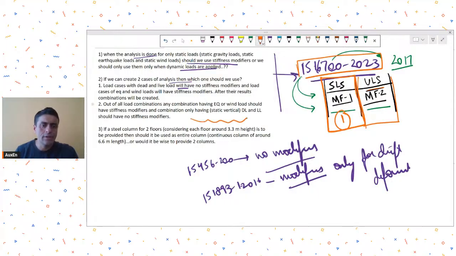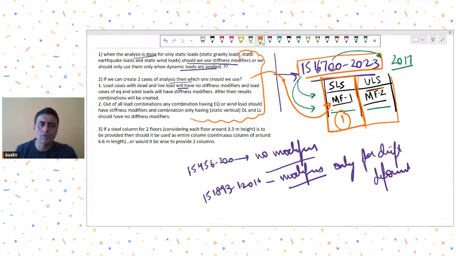So I think this entire question can be answered in this simple explanation. Again, this is only applicable if your structure is being designed as per 16700, which means your structure is taller than 50 meters. If you are doing a normal structure as per IS 456-2000, whether for analysis or for design, there is no mention of any modifier use.